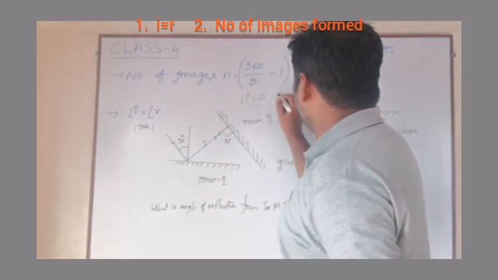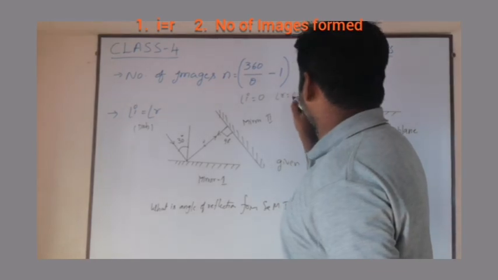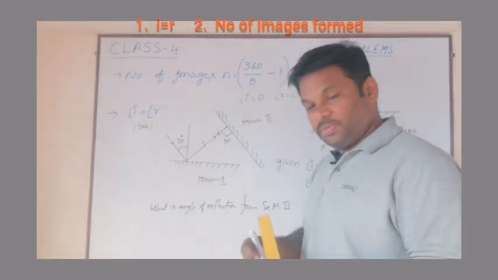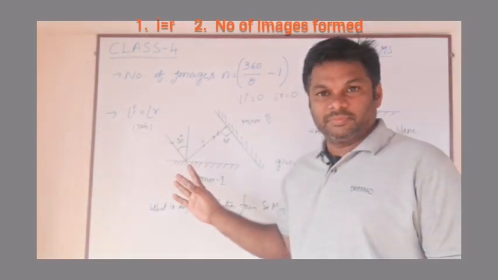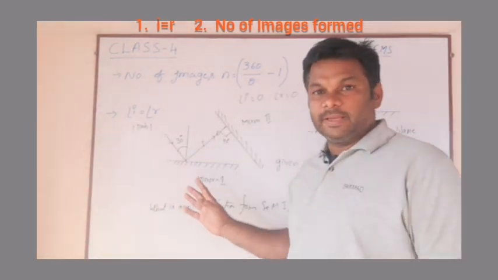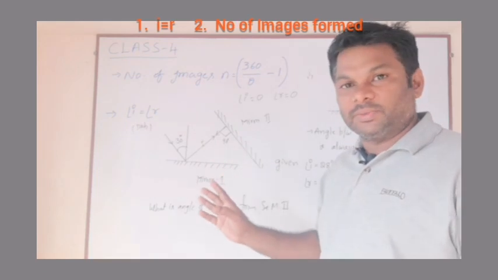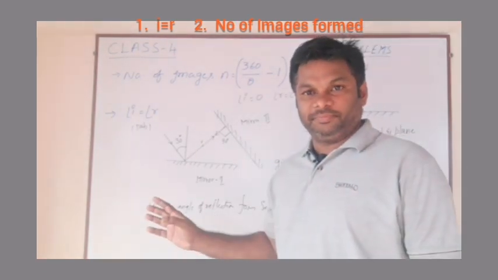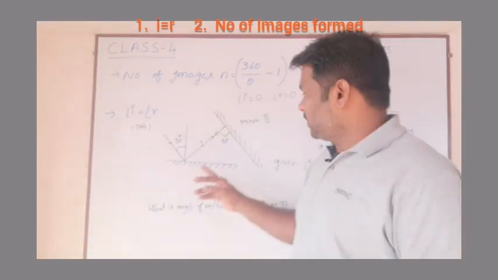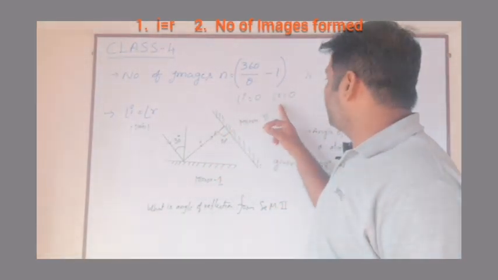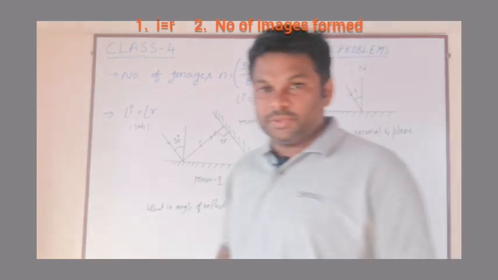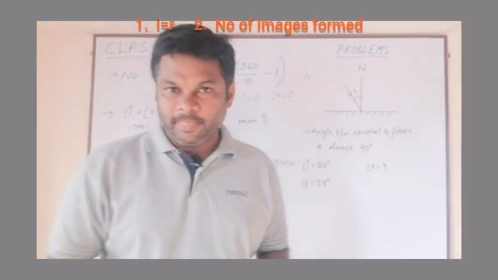So the angle of reflection is also equal to 0. This is problem number 2. The angle of incidence is always equal to the angle of reflection. So here the angle of incidence is 0 and the angle of reflection is also 0. Okay, good.